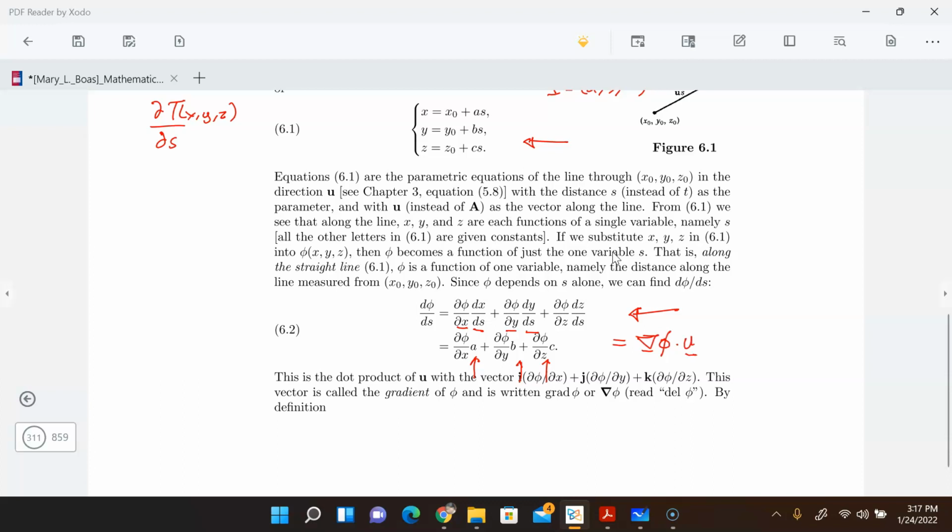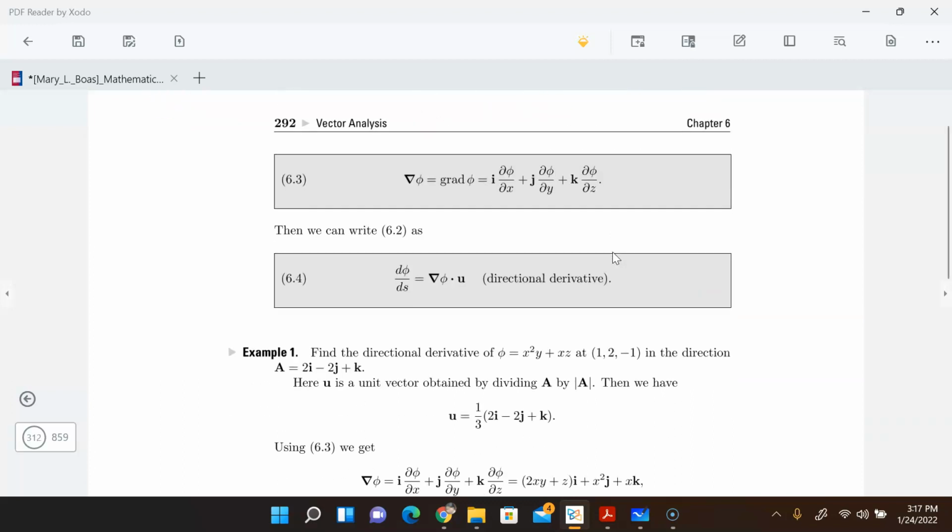What is del phi? Del phi is given by this vector: the derivative of that scalar field phi with respect to each coordinate. So this is now what we call the directional derivative: your del phi dotted with your direction of interest.